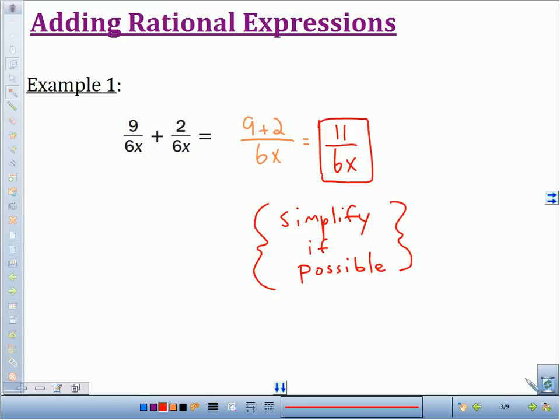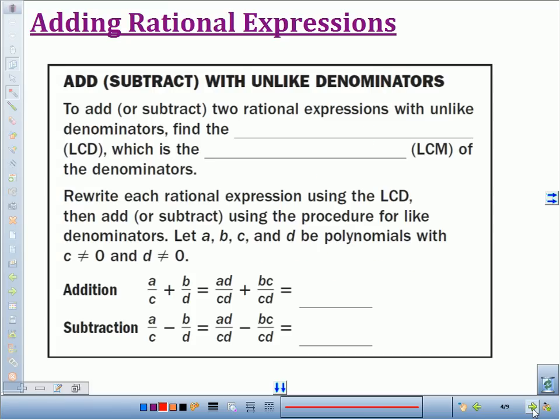Now let's look at the more difficult process. Adding and subtracting with common denominators is pretty easy. But what if we don't have a common denominator? What if we have unlike denominators? Well, there's a process involved here. In order to add or subtract the rational expressions, if the denominators are not the same, first we have to find the least common denominator.